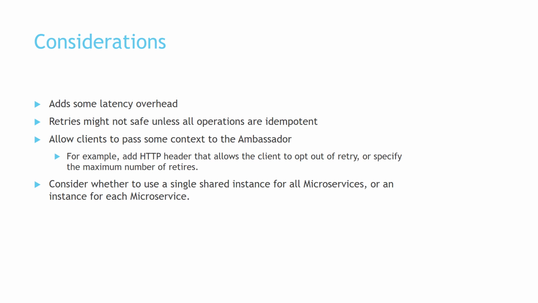Also, you need to give your clients or microservices the ability to pass some inputs or context to your ambassador container. For example, you should allow your microservices or clients to pass the number of retries that they would prefer for a certain operation. Maybe some microservices would prefer 3 or 7 or 5 retries, while other clients may tolerate 0 retries at all. You should allow your microservices to make that decision.